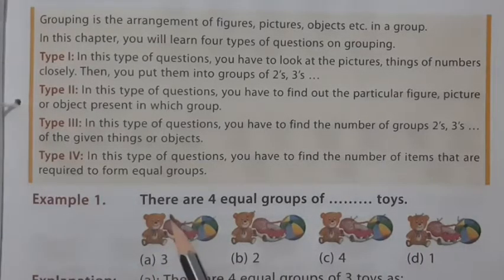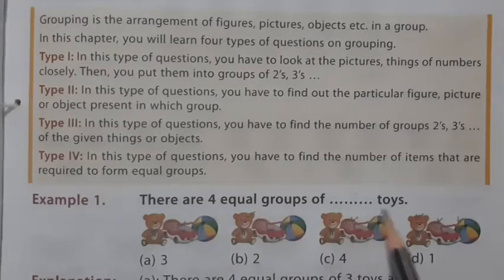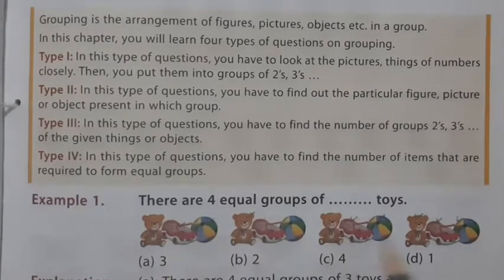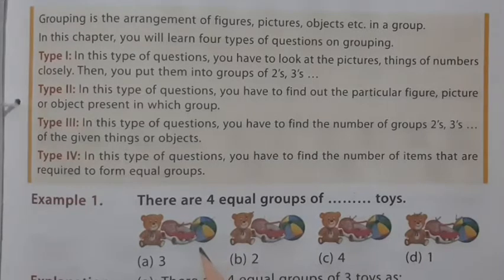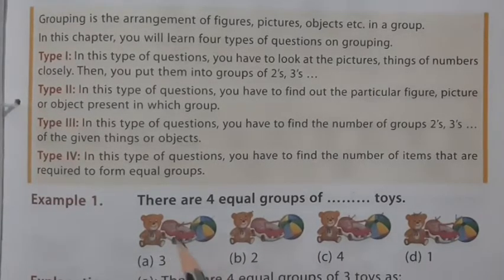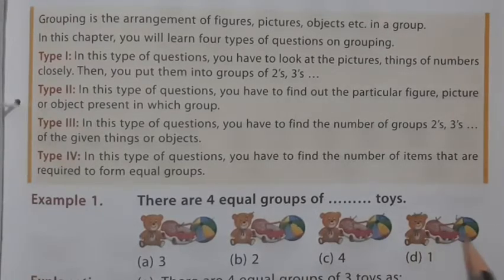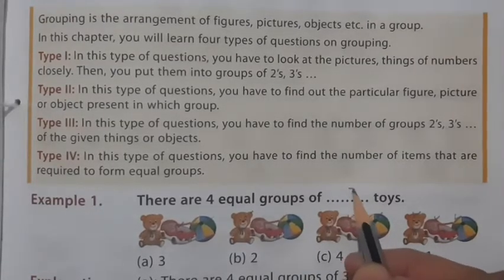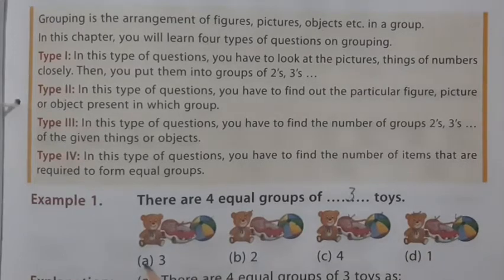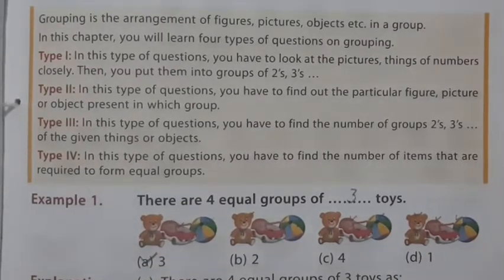See the example 1. There are 4 equal groups of dash toys. Here are 4 groups and now you count the toys. Each group has 1, 2, 3. 1, 2, 3, 1, 2, 3, 1, 2, 3. 3 toys. Our answer is A.